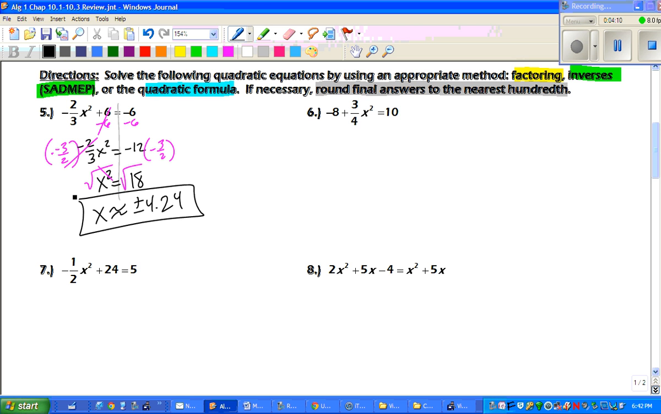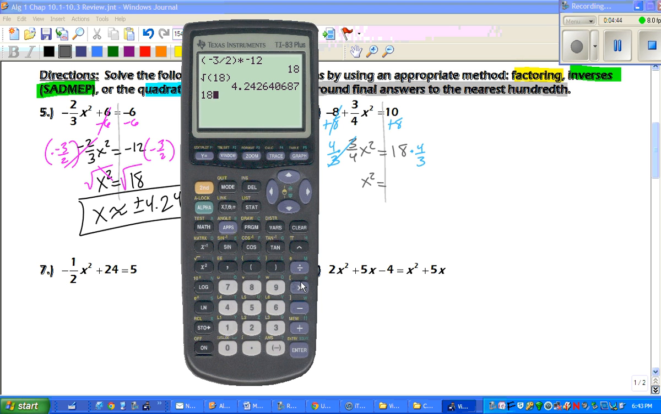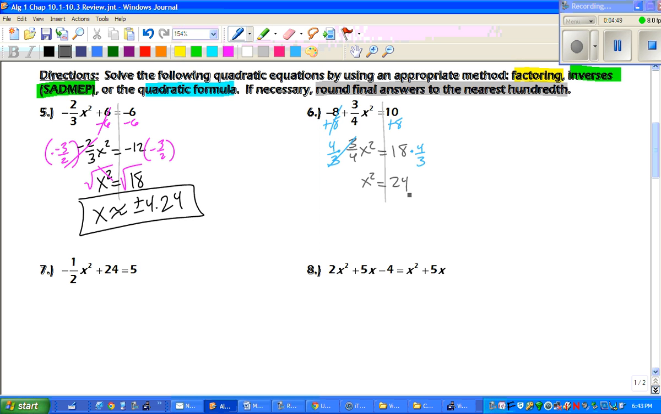All right, number 6. Pretty much the same thing. Fraction, so we have to do SADMAP. We're going to add the 8 to the other side, and we get 3/4 times x squared equals 18. We have to multiply by 4/3, and we get x squared equals 18 times 4 over 3, which gives us 24.